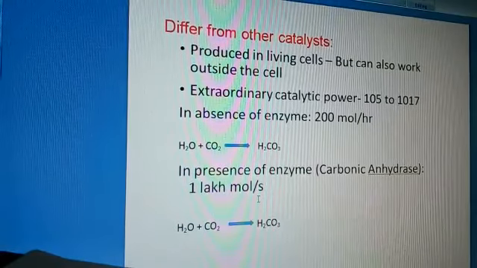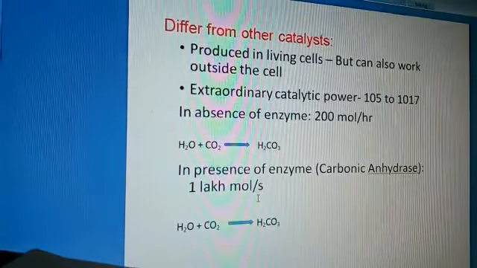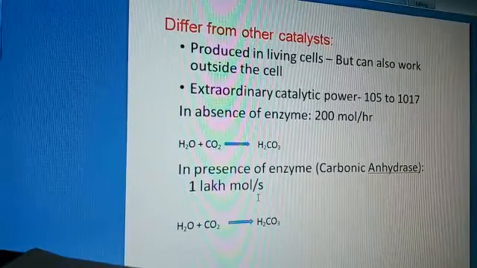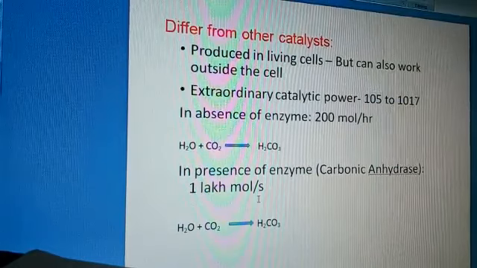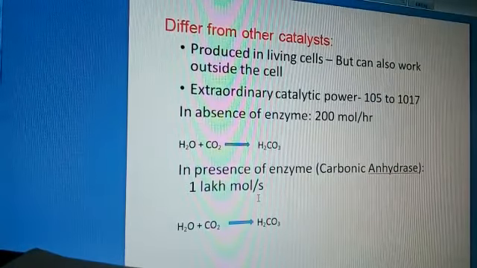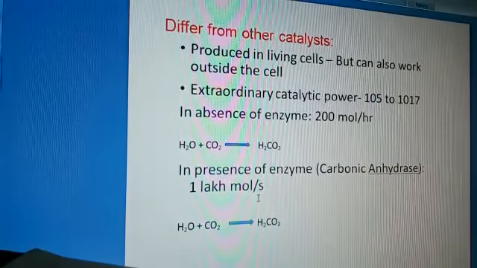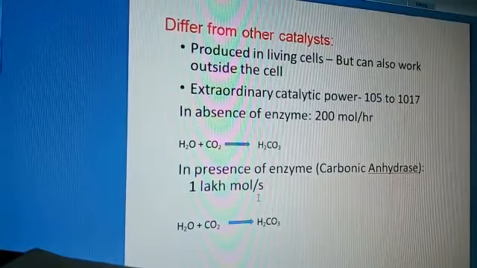Number two, they are highly specialized proteins with extraordinary catalytic power, enhancing the reaction rate by a factor of 10 to the power 5 to 10 to the power 17.